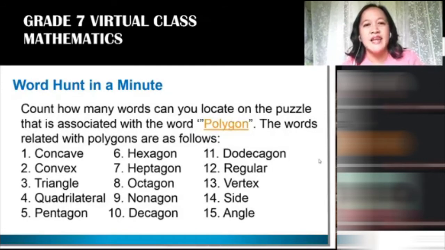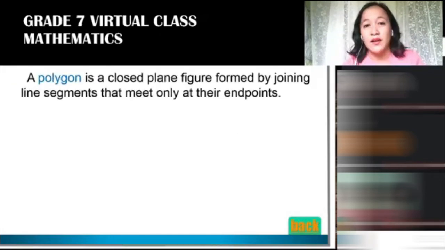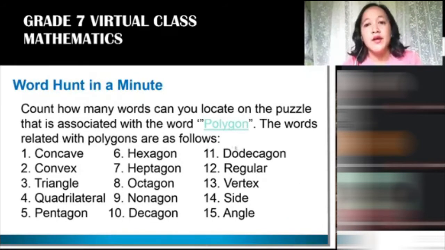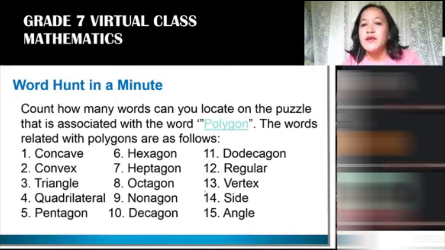Now we may proceed to our next lesson, and that is about polygon. But before that, what is a polygon? A polygon is a closed plane figure formed by joining line segments that meet only at their endpoints. These are words related with polygons: concave, convex, triangle, quadrilateral, pentagon, hexagon, heptagon, octagon, nonagon, decagon, dodecagon, regular, vertex, side, and angle.